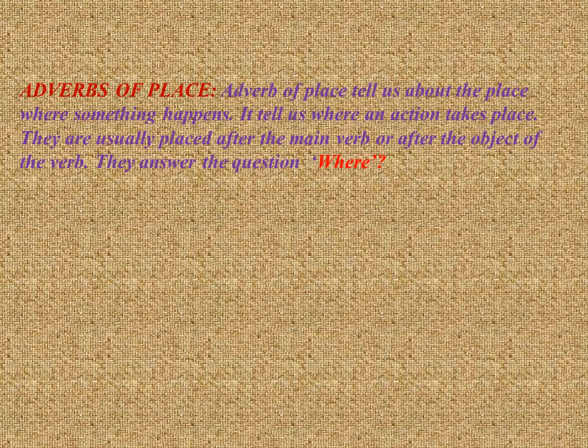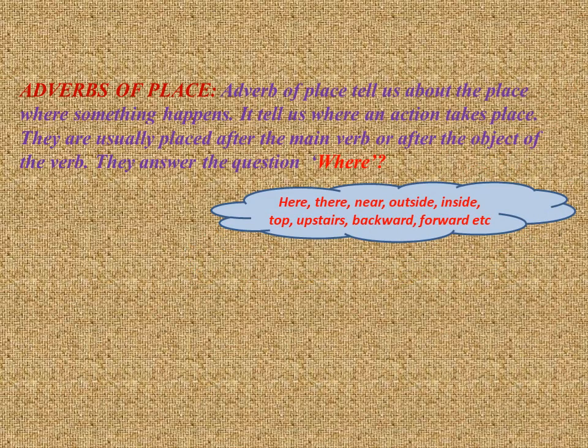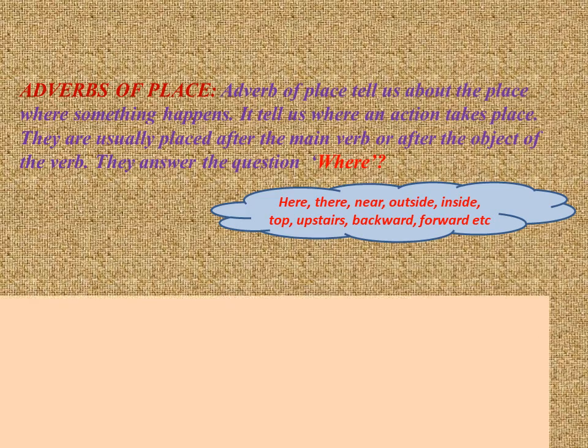Let's see a few words which are used: here, there, near, outside, inside, top, upstairs, backward, forward, etc. These are a few words which are used regularly in adverb of place. So, what is adverb of place? It shows us the place of occurrence of an action. Let's see the examples.